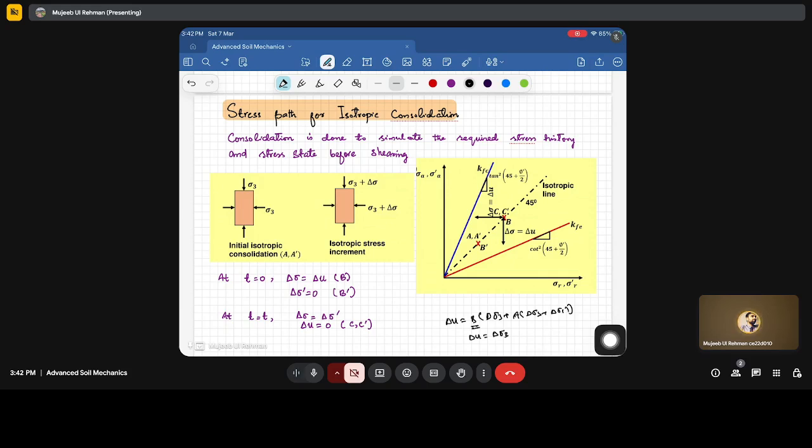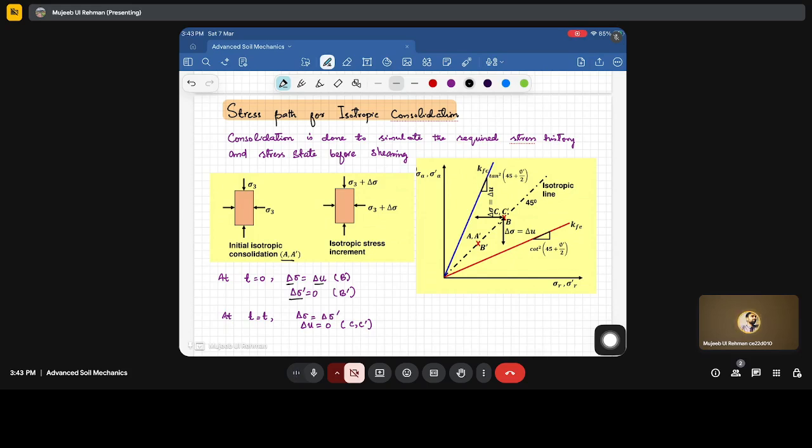So whatever the change in delta sigma 3, that will come in the delta u. It means that the effective stress will be 0. So A dash represents this initial isotropic consolidation point, and at t equal to 0, delta sigma is equal to delta u. So the same increment will be there from A to B.